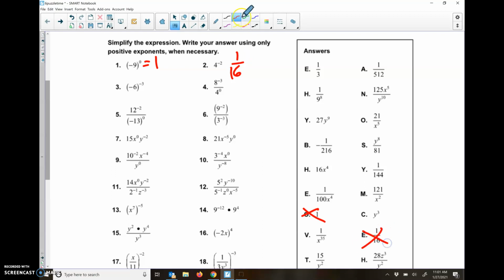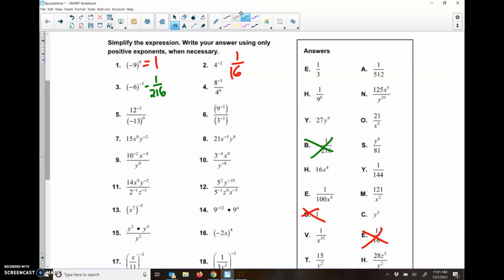down here. Okay, and then we have -6 to the -3rd power. So again, same thing. We should think of what it is. What's -6 to the +3rd power, and that's -216. So 6 to the -3rd power is 1 over 216, and that's letter B.